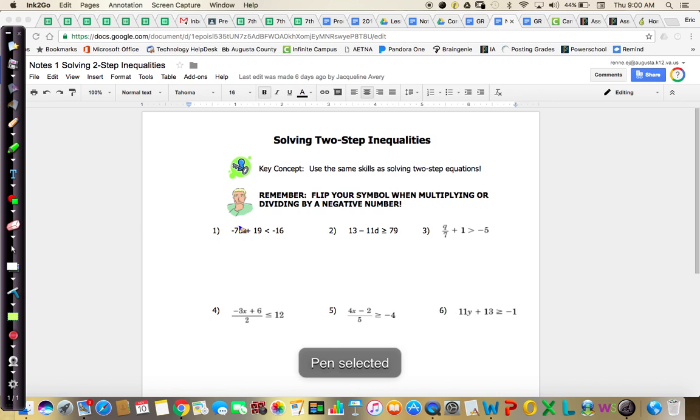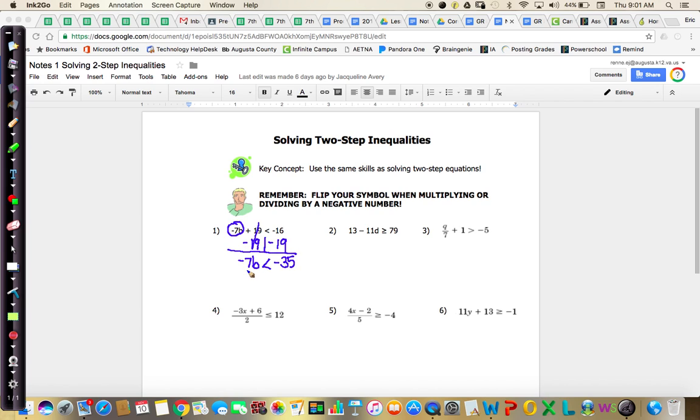So the first step is we're going to circle the variable, and we're going to draw our t. The inverse of adding 19 would be subtracting 19. What you do to one side, you must do to the other. 19 minus 19 is 0. Bring down your variable, which is negative 7b. Bring down your symbol, and negative 16 minus 19 is negative 35.